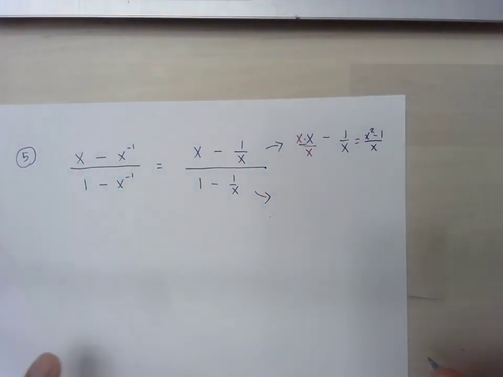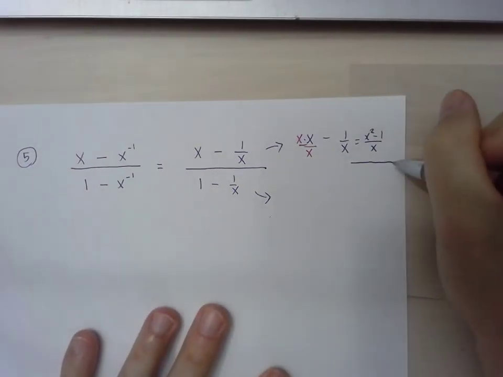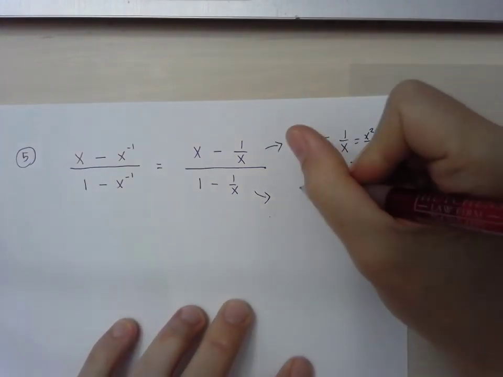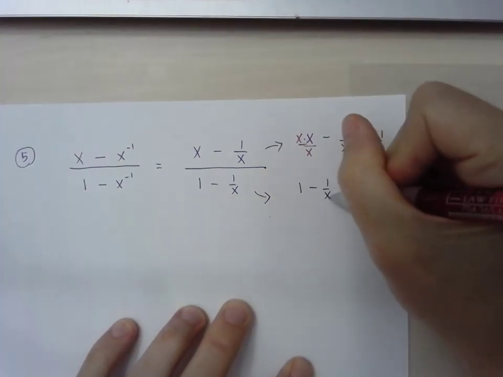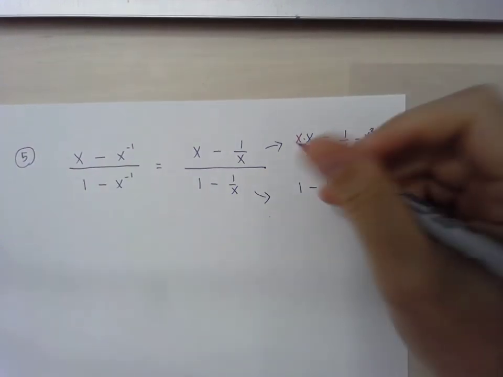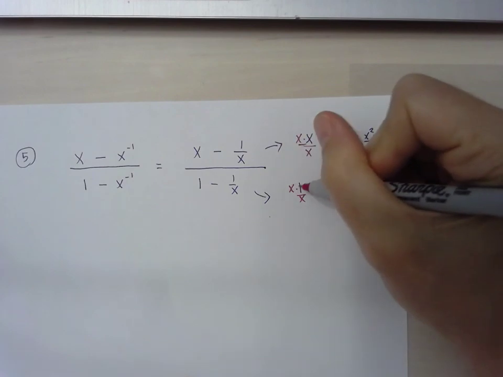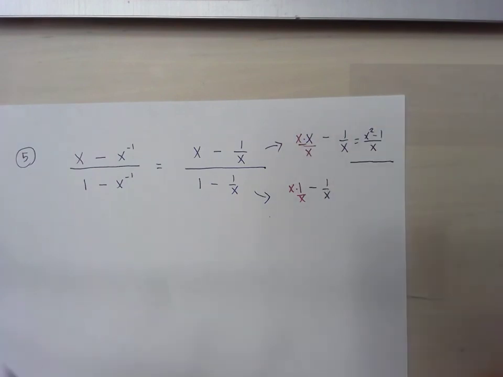Okay, that's your numerator. Let's look at your denominator. So this is your numerator. This is going to be x, or 1 minus 1 over x. And if I steal this denominator from over here, I'm going to bring that x here and there. That's going to be x minus 1 over x.